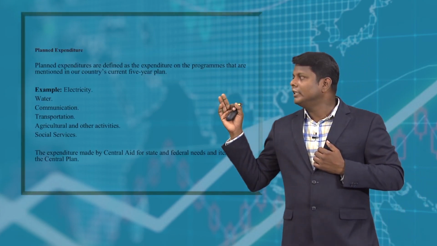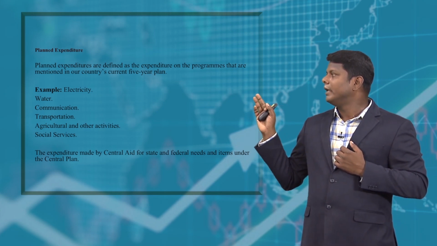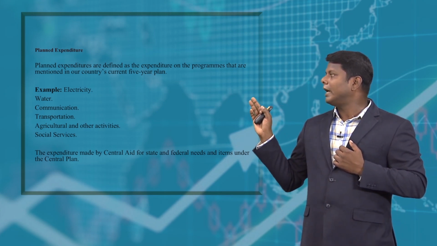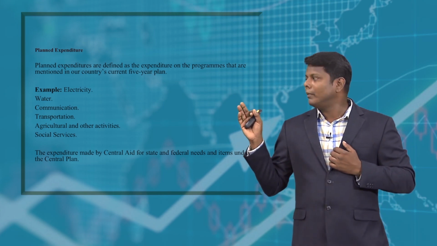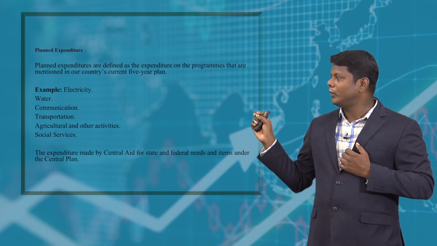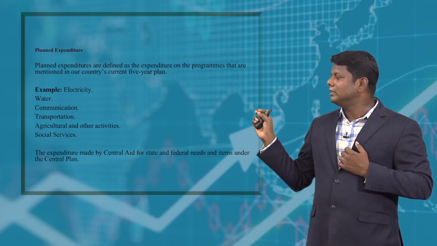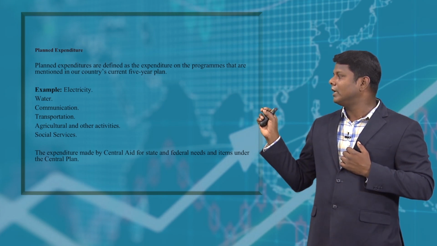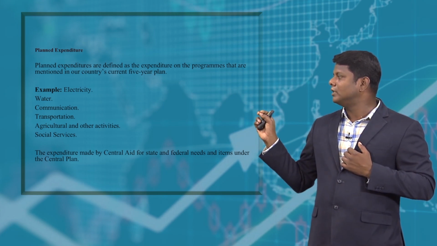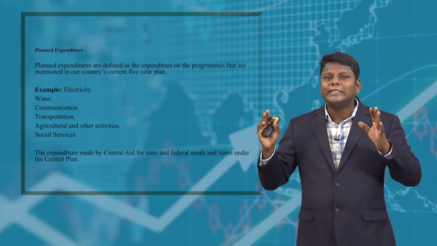Okay. See, planned expenditure is defined as the expenditure on the programs that are mentioned in our country's current 5-year plan, like money spent for electricity, water, communication, transportation, agriculture and other activities, social services. These are expenditures made by the central aid for state and federal needs and items under the central plan, because this is already mentioned in the 5-year plan.